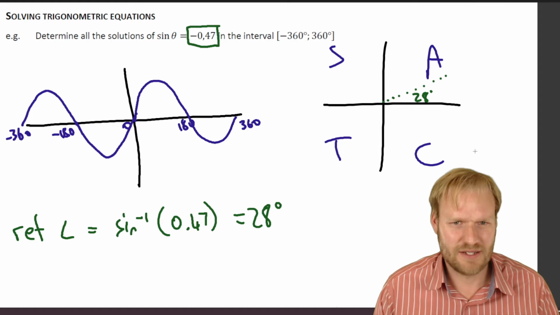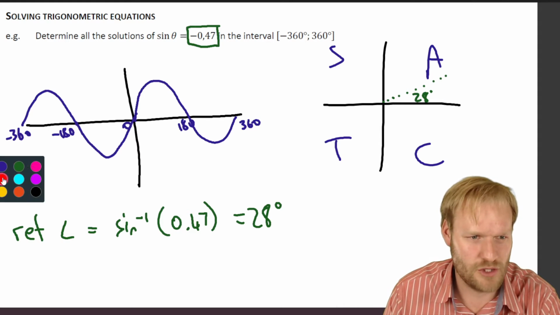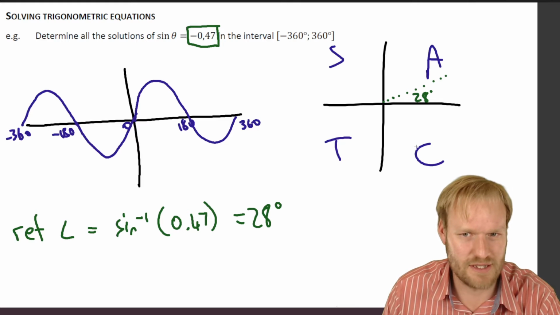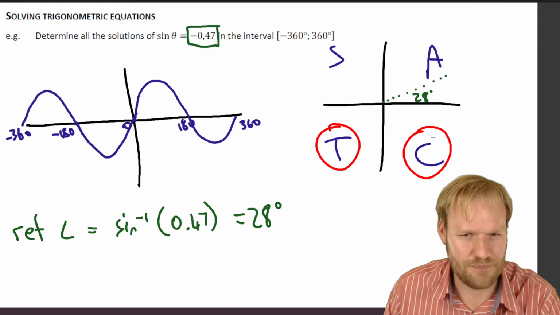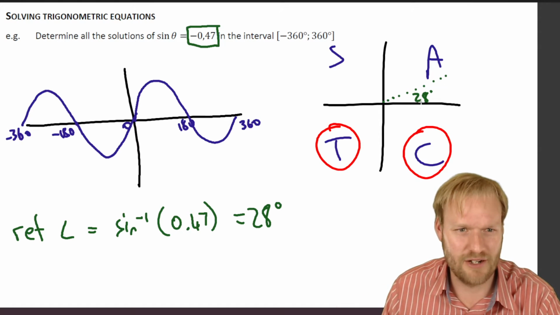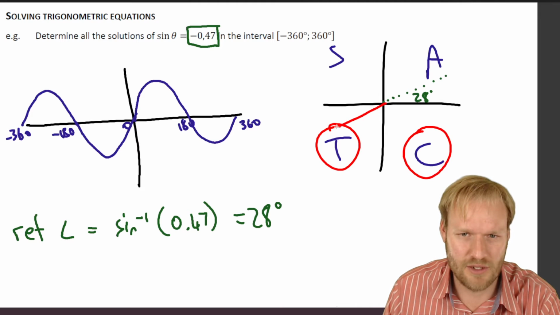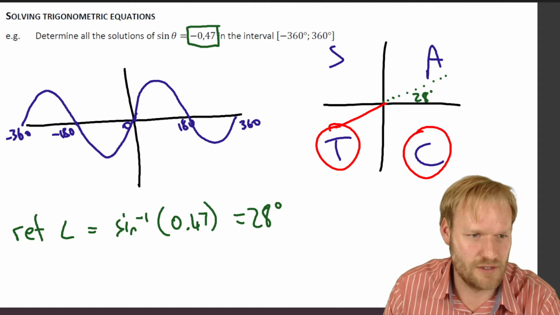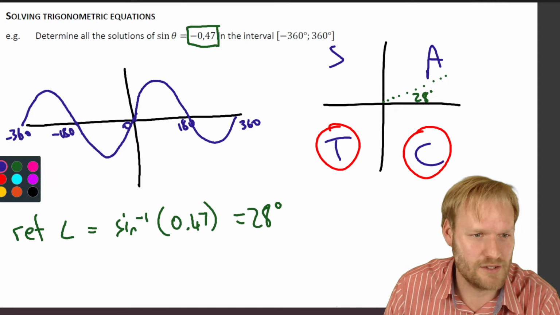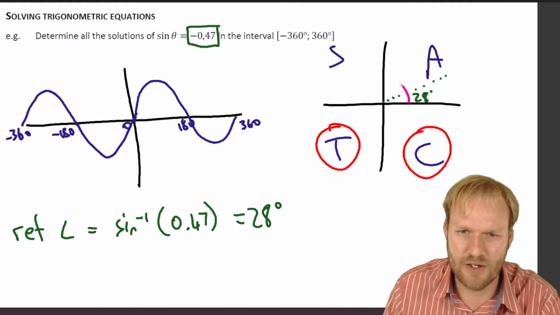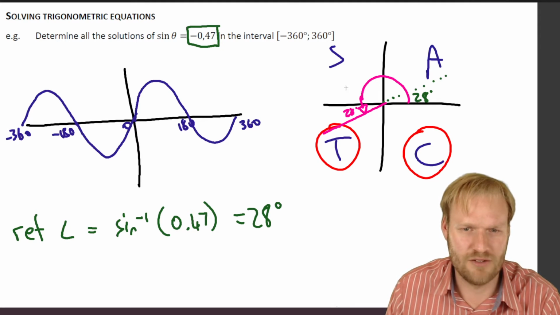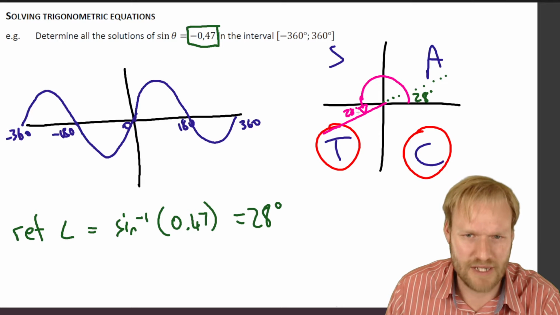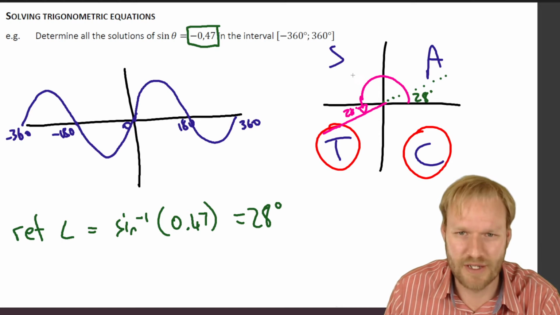But sine is negative, we see. So which 2 quadrants are we working in between 0 and 360 if sine is negative? Well, we're working over here and over here. If we look at our CAST diagram to help us, there's the one angle. Our one option is that we go round here. If that's 28, then what is that option? Well, that's 180 plus 28. So what do we get?